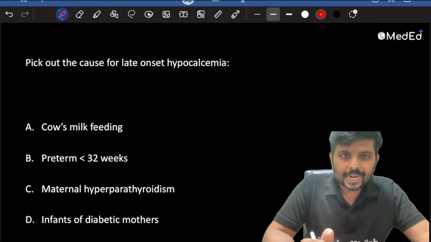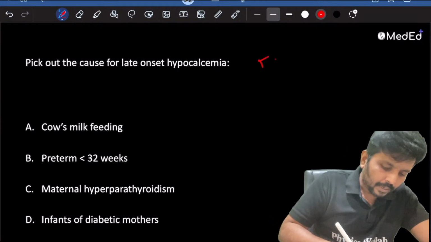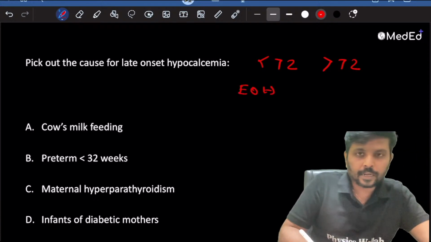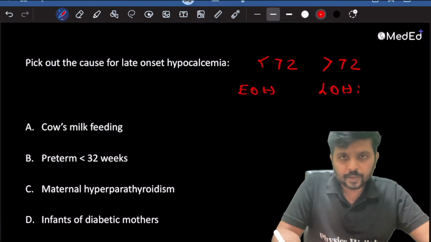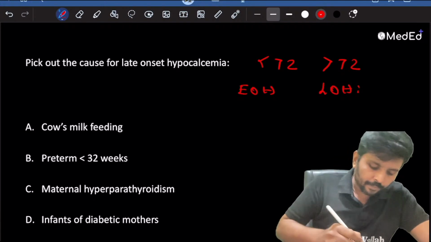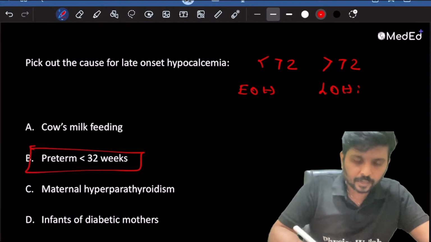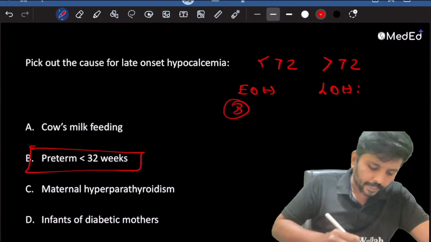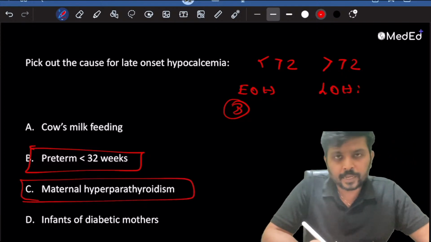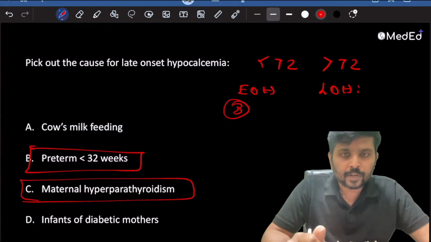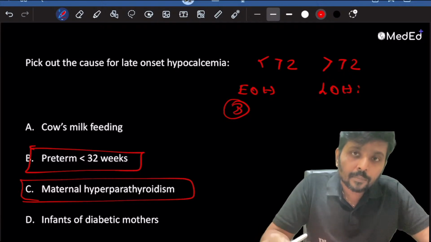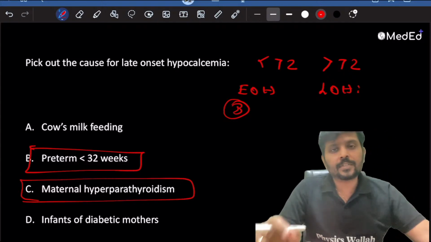Pick out the cause for late onset hypocalcemia. Remember, less than 72 hours, more than 72 hours. Less than 72 hours means early onset hypocalcemia. More than 72 hours means late onset hypocalcemia. Remember, preterm is a feature of early onset hypocalcemia. B, maternal hyperparathyroidism: the parathyroid hormone secreted by the mother will take all the calcium of the just born baby, leading to hypocalcemia. So maternal hyperparathyroidism leads to early onset hypocalcemia in newborn.